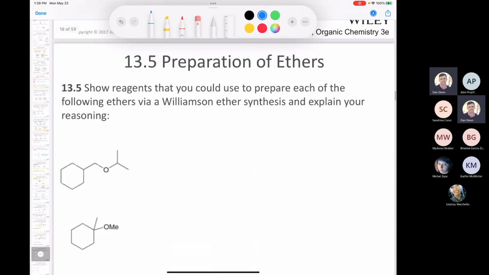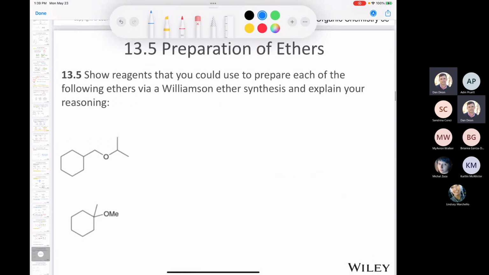Well, with all that in mind, let's talk about some questions here. It says, show the reagents that you could use to prepare each of the following ethers via a Williamson ether synthesis and explain your reasoning. All right, let's take a look. We have an unsymmetrical ether. The first one, and we could either break the blue bond or we could break the red bond.